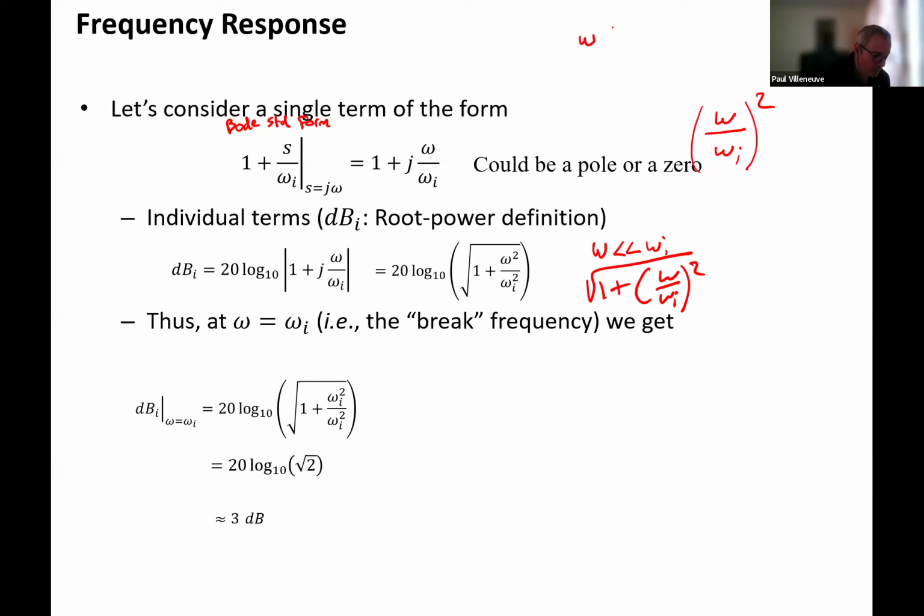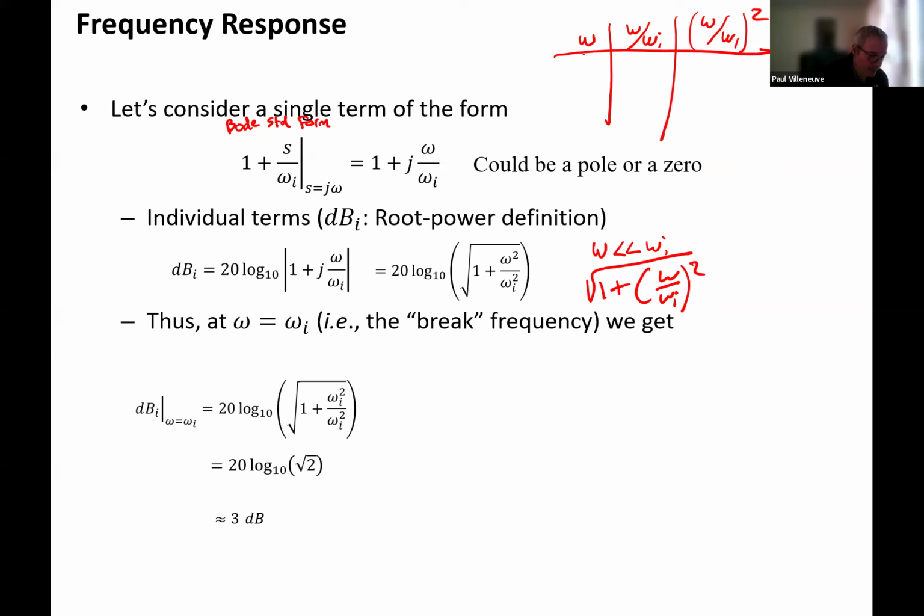Let's do a table. Here's omega. Here is what omega divided by omega sub I is equal to. Here's omega divided by omega sub I squared. And then lastly, we're going to look at what 1 plus (omega over omega sub I) squared equals.